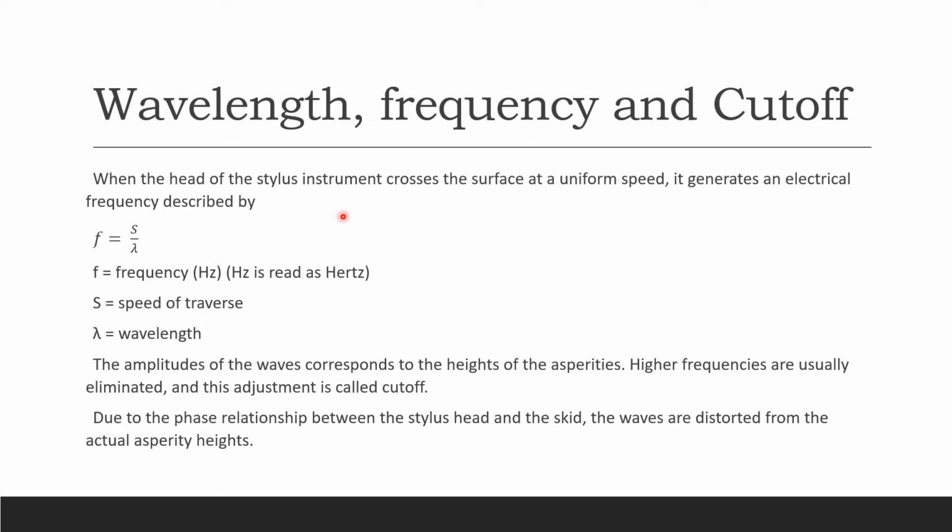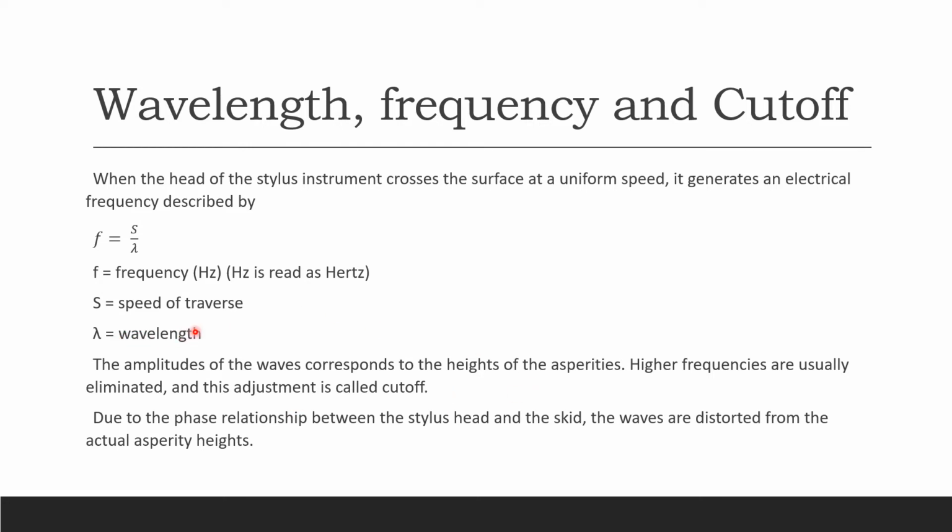Alright, when the head of the stylus instrument crosses the surface at a uniform speed, it generates an electrical frequency. We describe that frequency as equal to the speed of traverse divided by your wavelength. This is just a part of your wave. So the amplitude of the waves corresponds to the heights of your asperities. Higher frequencies are usually eliminated because we don't want them, and this kind of elimination is called adjustment, and in common words we call that a cutoff.